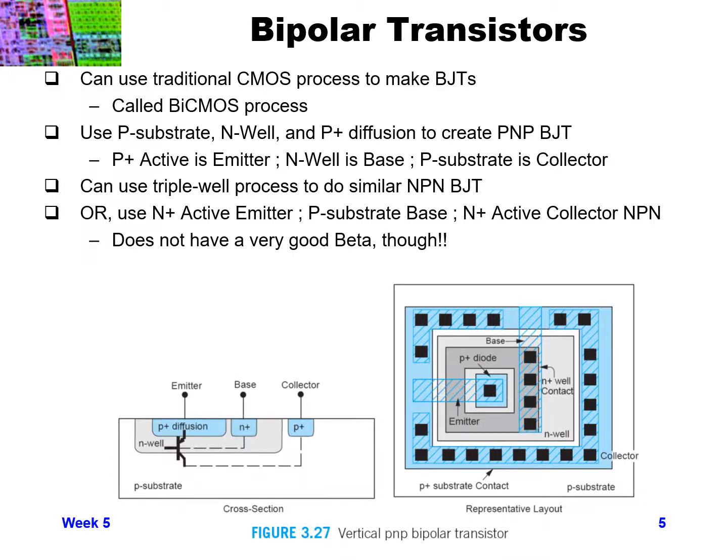Now, if you want an NPN transistor, you can use a triple well process to do a similar thing to create an NPN transistor.